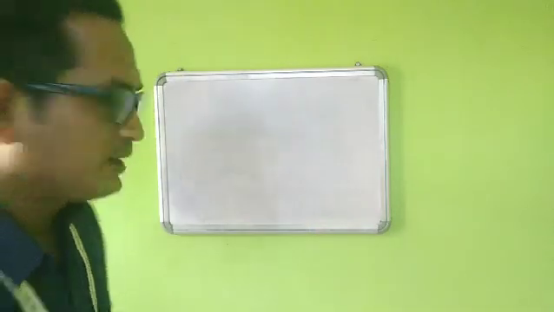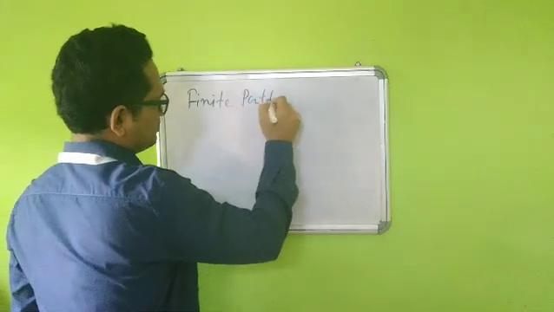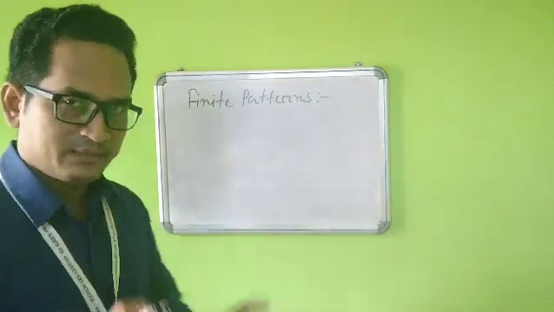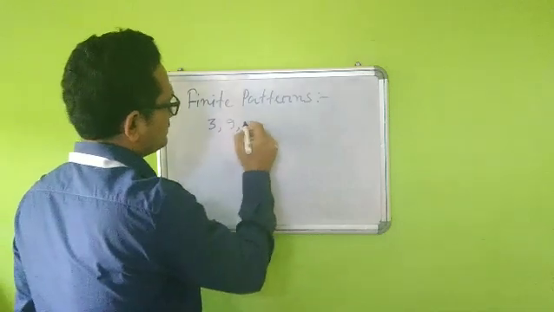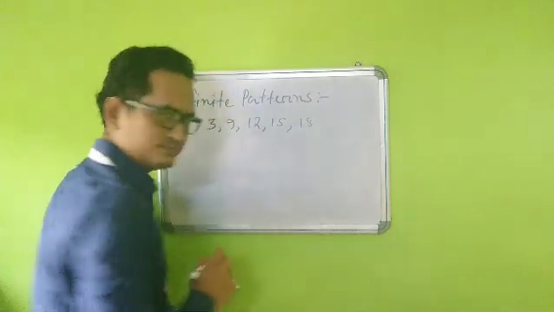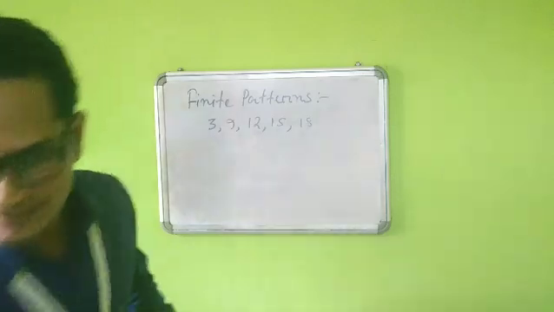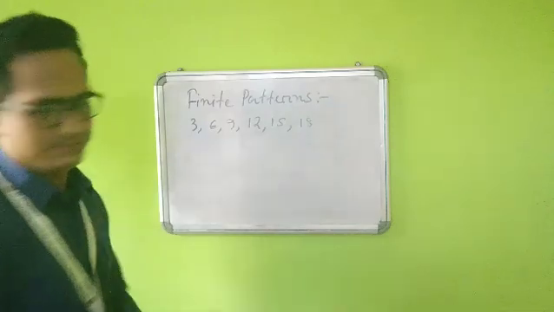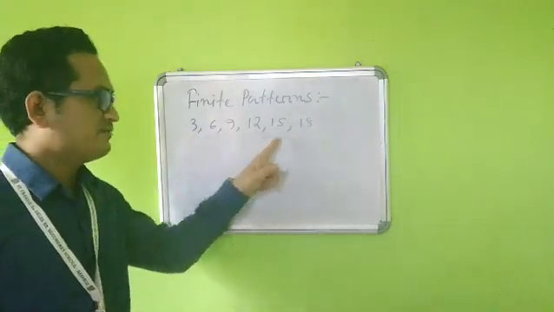Now, what are finite patterns? Suppose I am creating one pattern of my own choice, say 3, 6, 9, 12, 15, 18. Sorry, it will not be 3, 9; there is one more number that comes in between, that is 3 and 6. Now you see, the first is 3, then 6, then 9, 12, 15, 18.